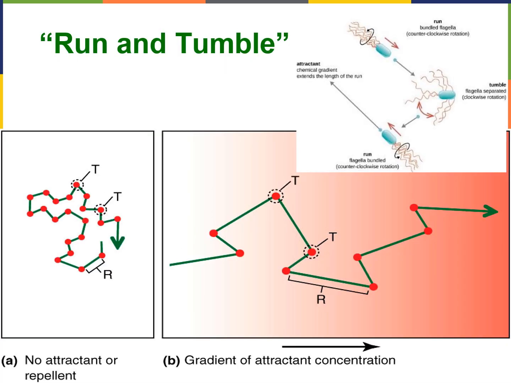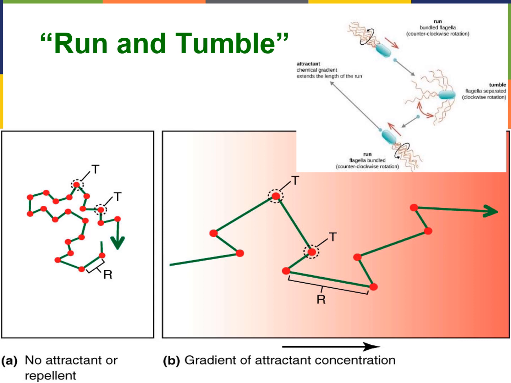Here you can see the run and tumble mechanism. If you look at picture A, you can see the run and tumble. There's no attractant or repellent. There's no type of taxis going on here. So again, they're just kind of doing their own thing, run and tumble.